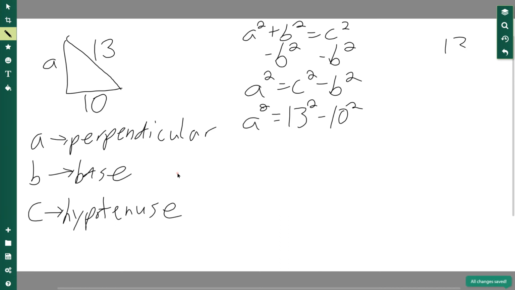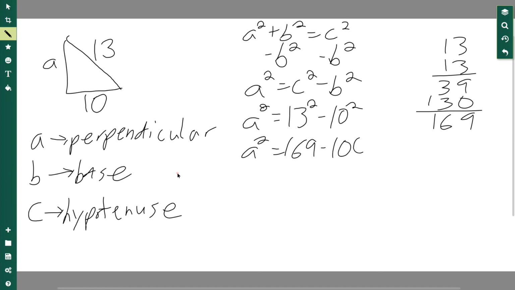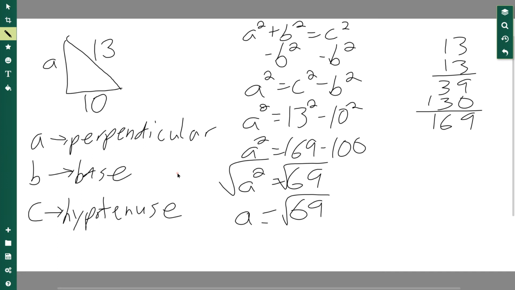And you may not know 13 squared off the top of your head, so I'll quickly do it out here. And we get 169, and then 10 squared, of course, is just 100. So now, a squared is equal to 69. And just like before, we'll take the square root of both sides. Square root of a squared is a, and 69 is not a perfect square, so we'll just leave it as is. So our side length here is just square root of 69.